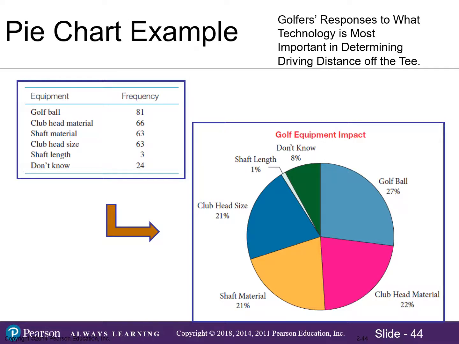So if shaft length would have been much smaller, I might have grouped it together with something else like shaft material and called that shaft length or material, and so forth. Or if I had 3 or 4 that were all random responses that didn't seem to match anybody else, and they were really small, like 0.3%, I'd group them together and call them other.